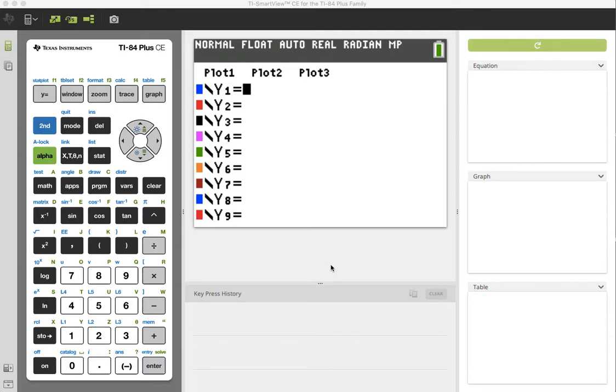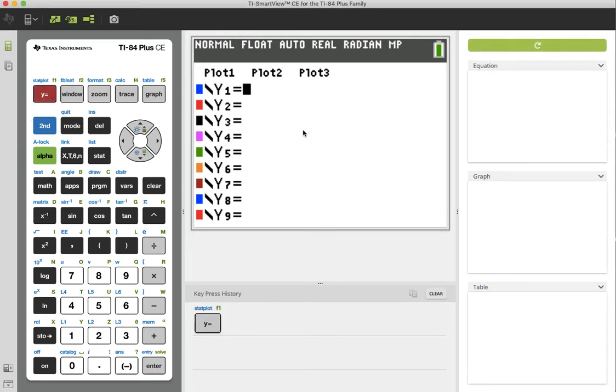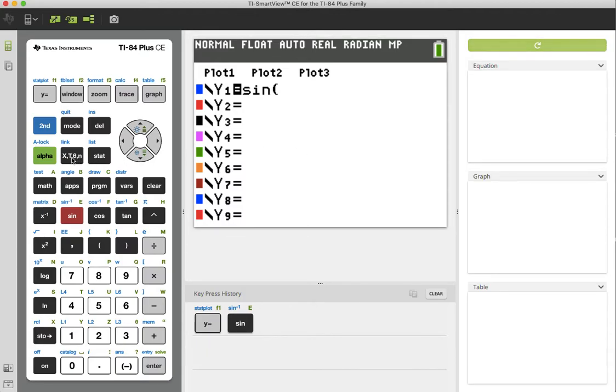All right, everybody. We are going to graph sine and cosine on our calculator. First thing I'm going to do is go to the y equals menu, which brings me here. And I'm going to use the function sine, which is this button right here. And then I put in my variable, x.